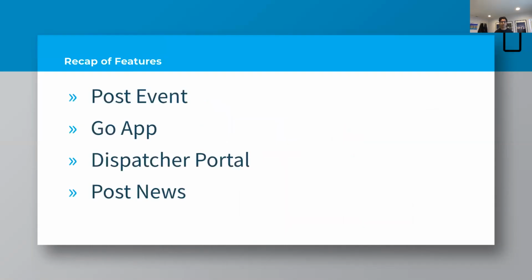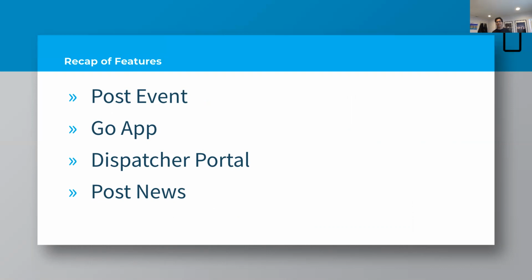Here's a quick recap of our features. 1, posting an event. Organizers of protests can post events to the platform, allowing people to sign up and assign dispatchers for the event. 2, our Coalition Go app. Once entered into the protesting app, this allows users to click on 5 different buttons, which records alerts and sends them to the dispatcher. 3, the dispatcher portal.